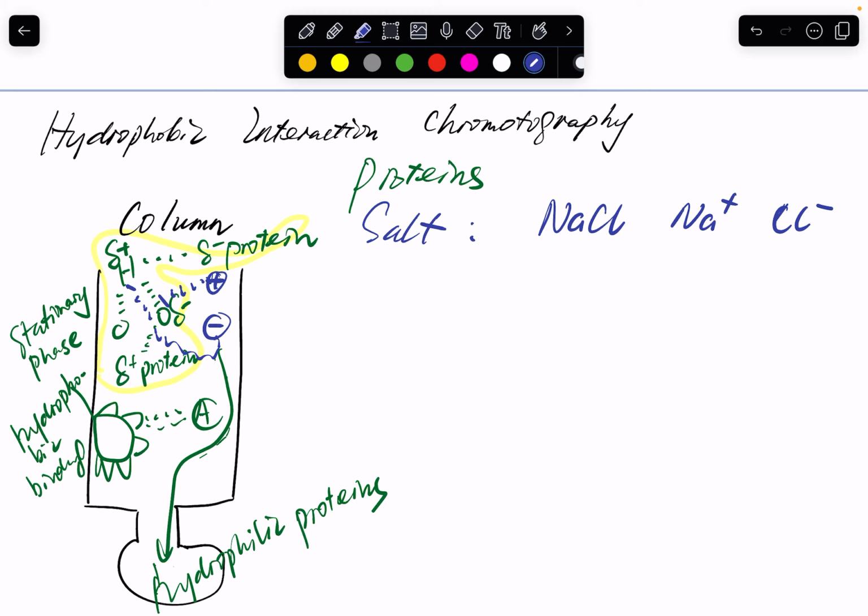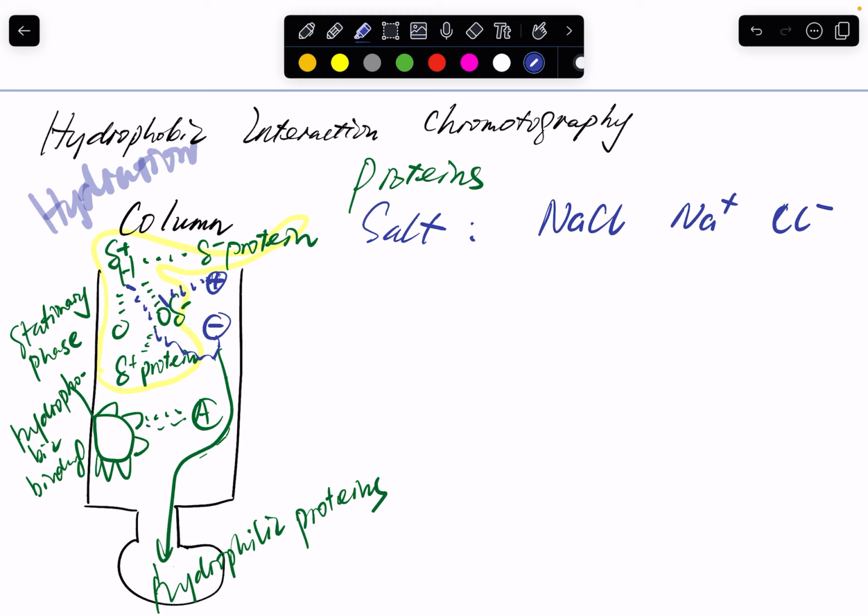The dissociated salt particles, the cation and anion, interact with water molecules. It's called hydration. Remember, it's a special type of solvation. When the solvent is water, it's hydration, meaning the solvent water's partial positive and negative atoms are attracted to these fully charged molecules.